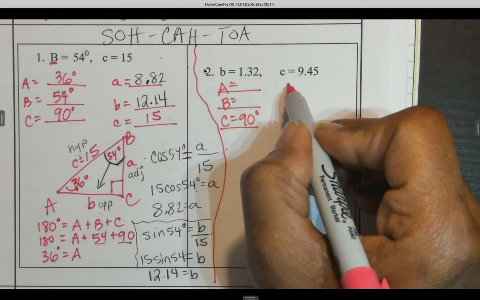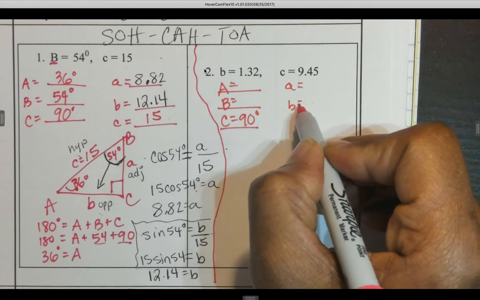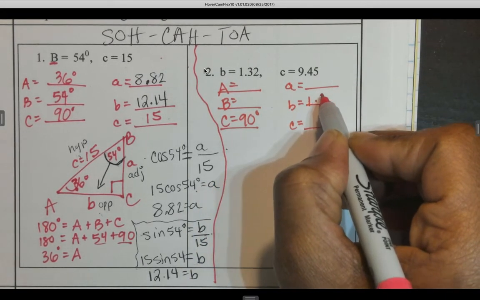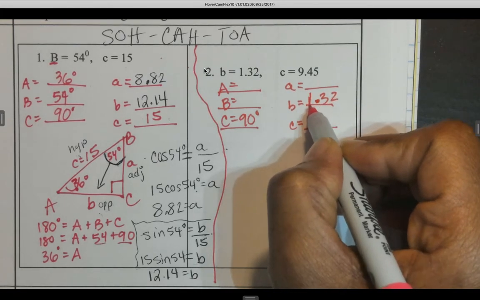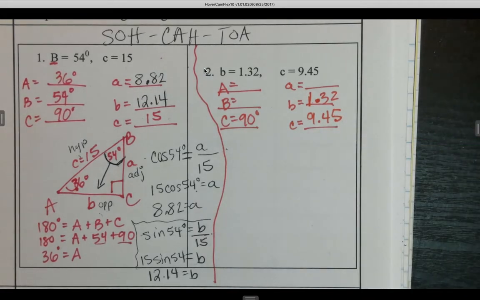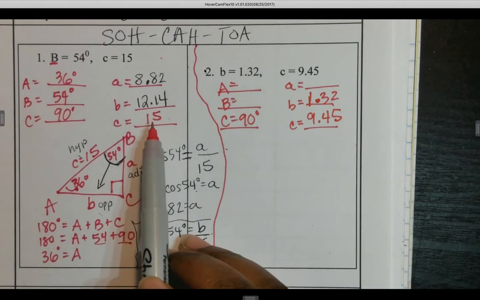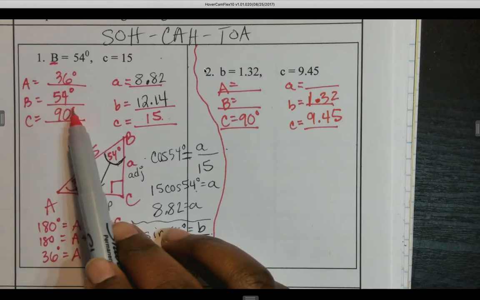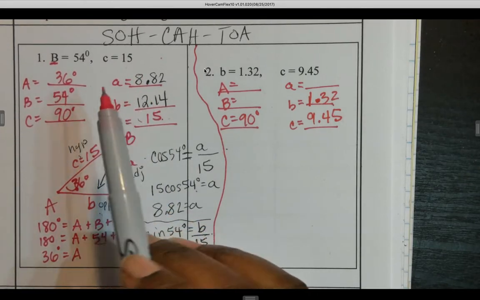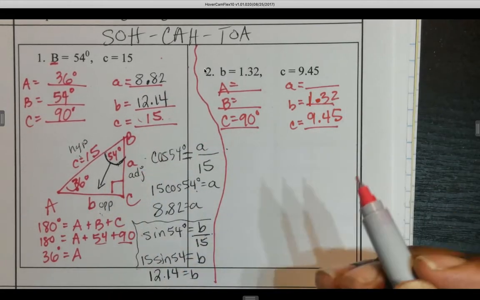And then I'm looking for side A, side B, side C, but I'm already given that side B is 1.32 and side C is 9.45. All right, one quick check is your hypotenuse should always be the longest side, so if you ended up with something bigger than 15, let's say, for one of these two, something was wrong, right? You go back and just double check your numbers.